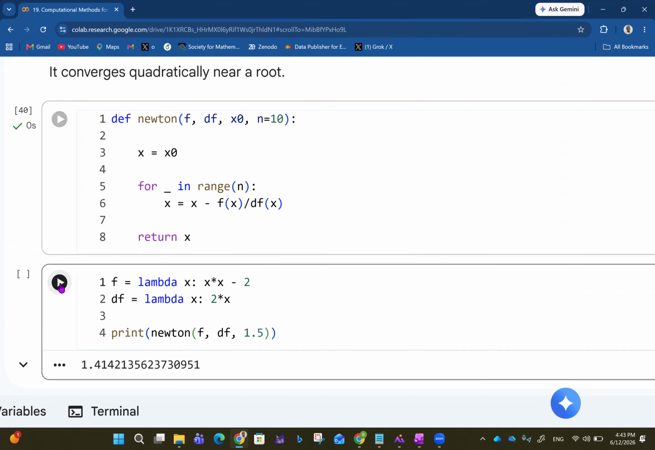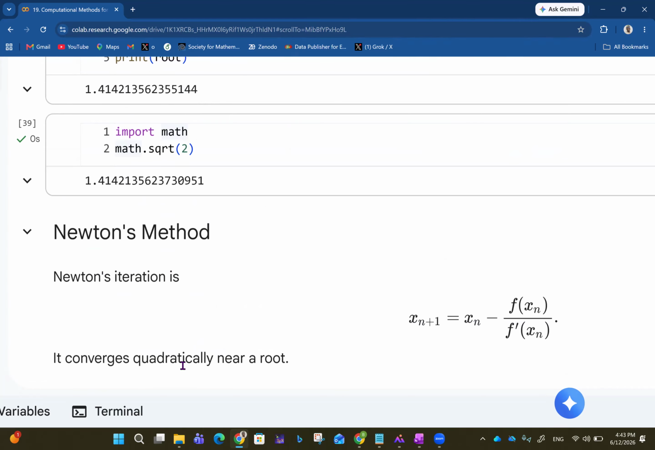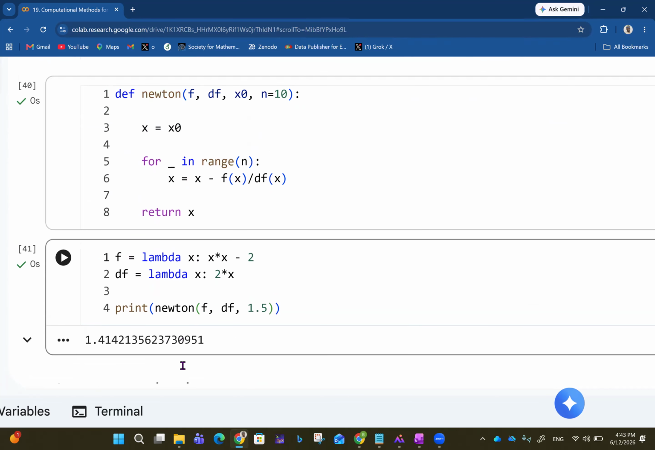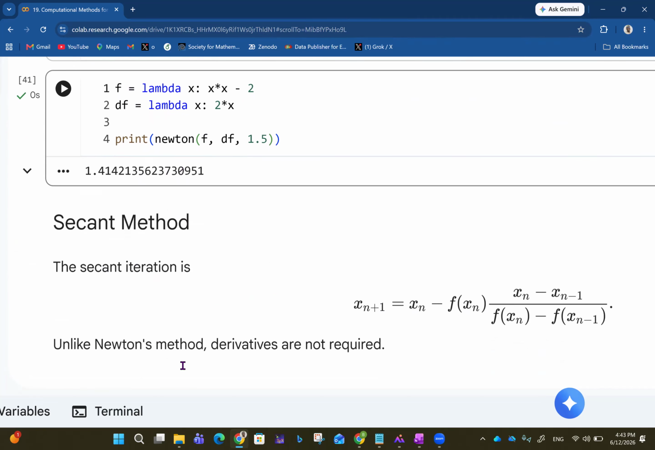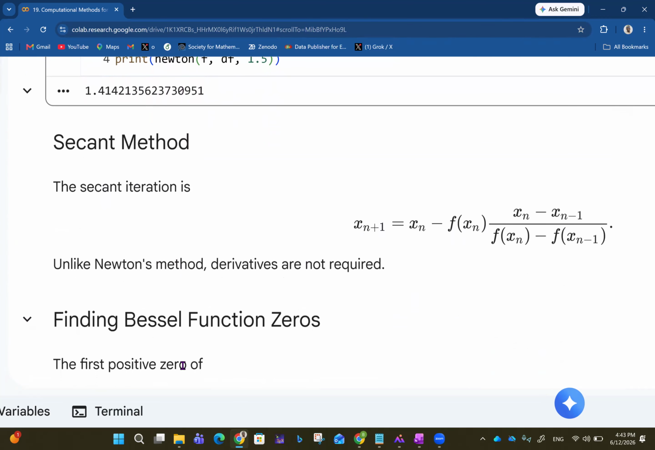If you do the Newton method here, you also get 1.41213563. This even looks a bit more accurate than the bisection result because here you have 235, here you have 237. So Newton-Raphson converges faster, that is, for the same tolerance, it gets closer to the answer compared to the bisection we considered the other time.